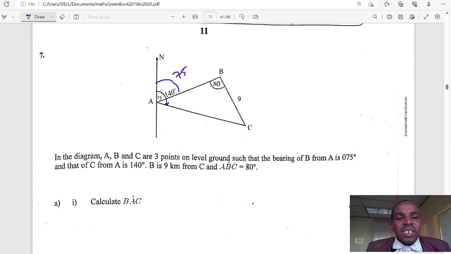Then they said B is 9 kilometers from C. Then angle ABC is 80 degrees. Then calculate BAC. That's the angle that you want. This one is easy. You just say 140 minus 75. That's BAC. So 140 minus 75, you get 65. So this angle is 65 degrees, like this.